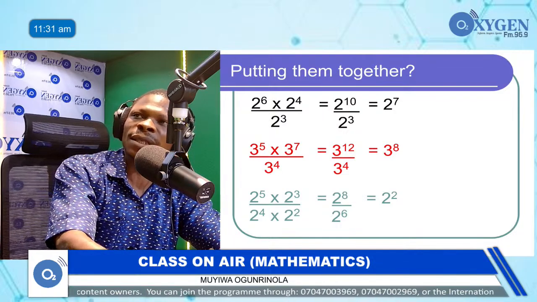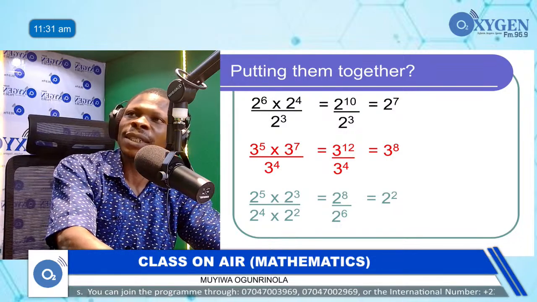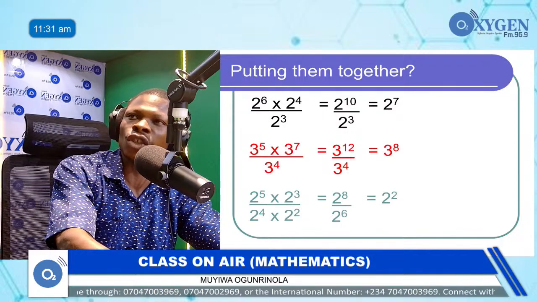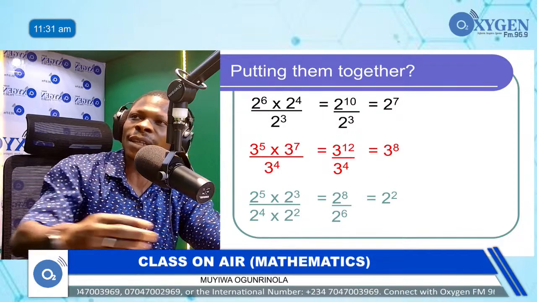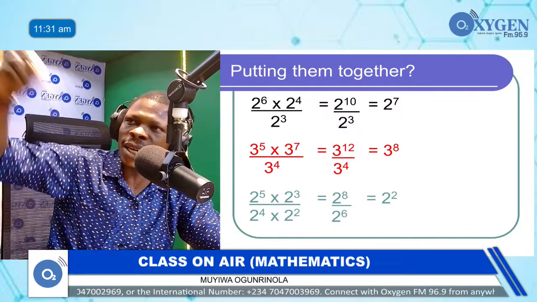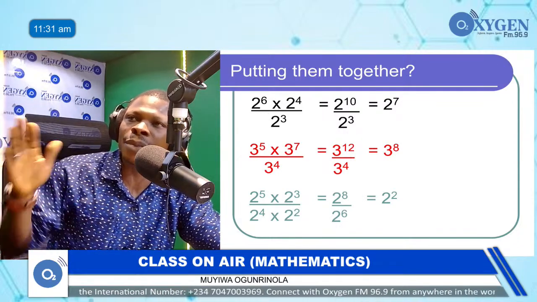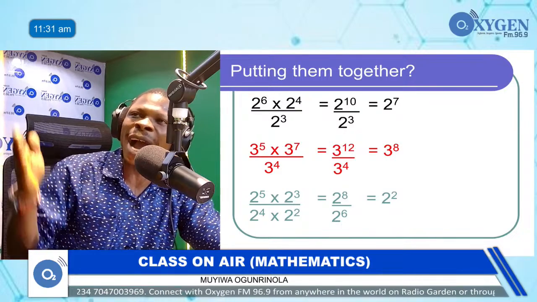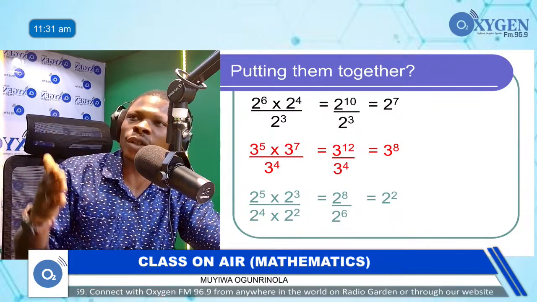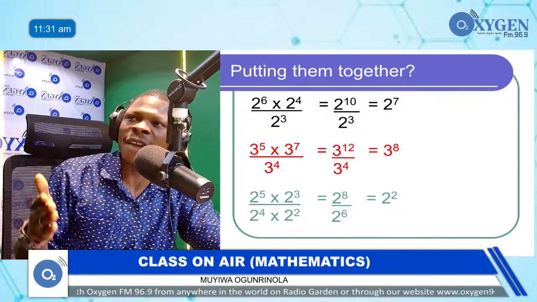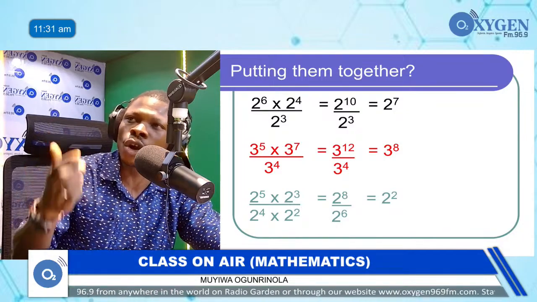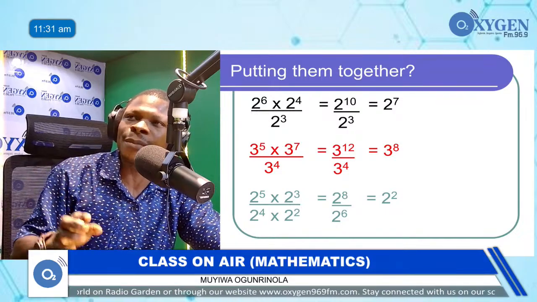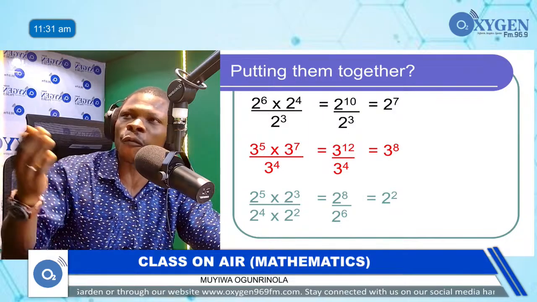Another one is 3 raised to power 5 times 3 raised to power 7 divided by 3 raised to power 4. You can see that all these index numbers have the same base. For the numerator, you pick one base, then add the power. So it will give us 3 raised to power 5 plus 7, which is 3 raised to power 12, divided by 3 raised to power 4.